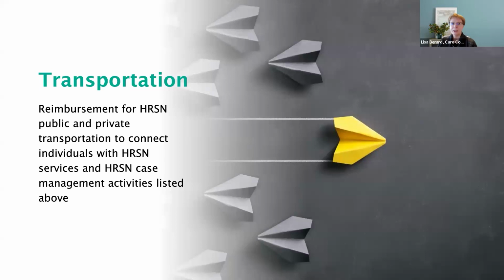And then transportation. This is the simplest. Basically, any transportation will be reimbursed, that it can be public or private, that connects individuals with the HRSN services or the case management activities that have been covered.